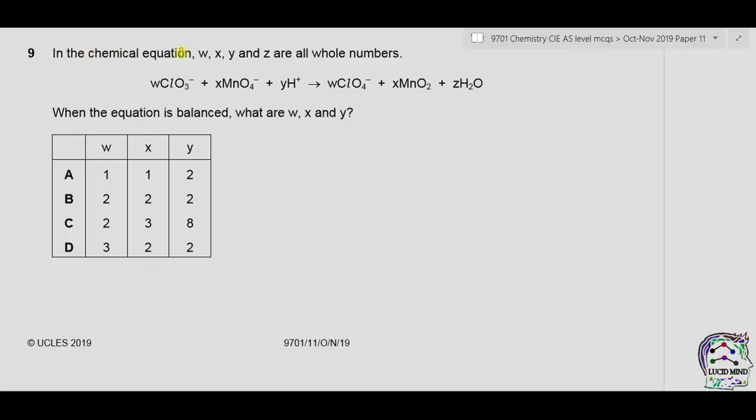Question number 9. In the chemical equation, W, X, Y and Z are all whole numbers. We have this equation. When the equation is balanced, what are W, X and Y? We can see that this equation is a redox reaction and the medium is acid. Let's balance this redox equation. We will follow these steps. First is to write half equations.